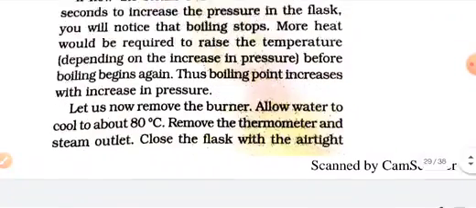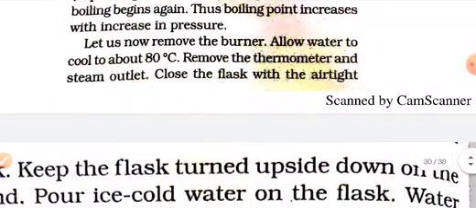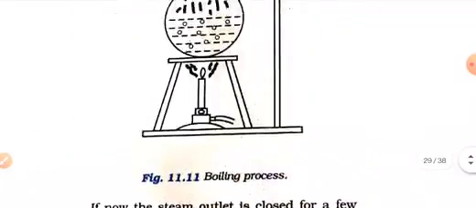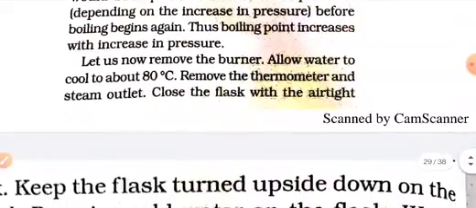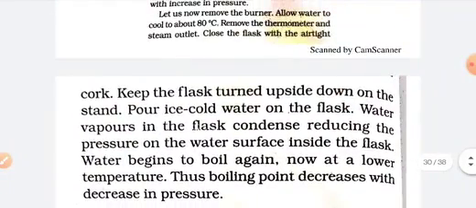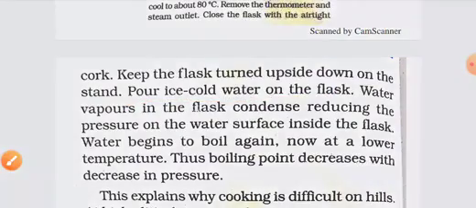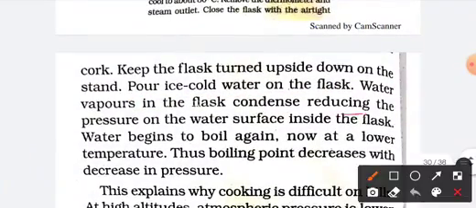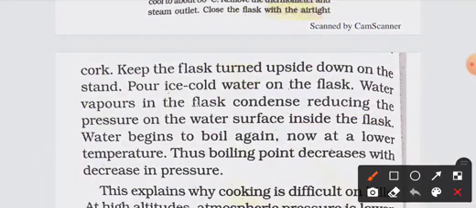So let us now remove the burner, allow the water to cool to about 80 degrees Celsius, and remove the thermometer and steam outlet. That means we are reducing the pressure again. So close the flask with an airtight cork, keep the flask turned upside down on the stand and pour ice water on the flask. Water vapors in the flask condense, reducing the pressure on the water surface. Now what will happen? Immediately we are pouring some ice water on the flask.